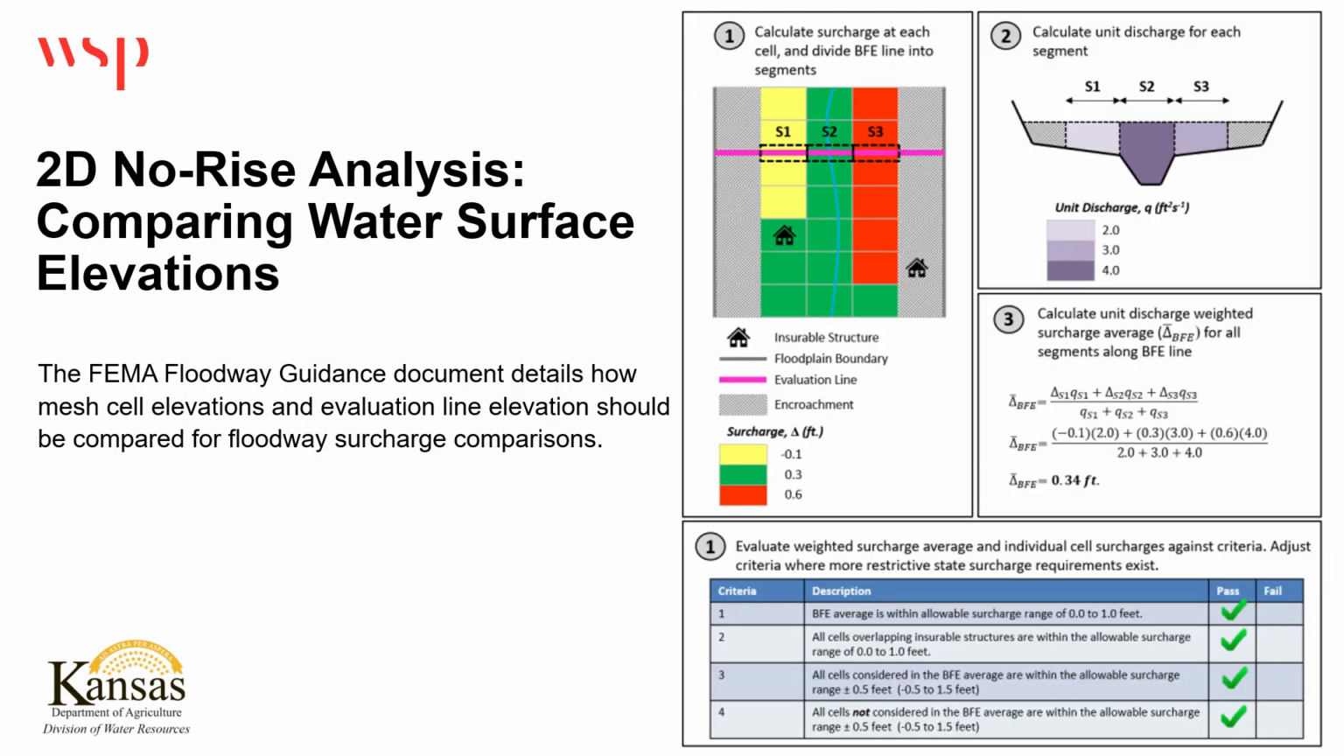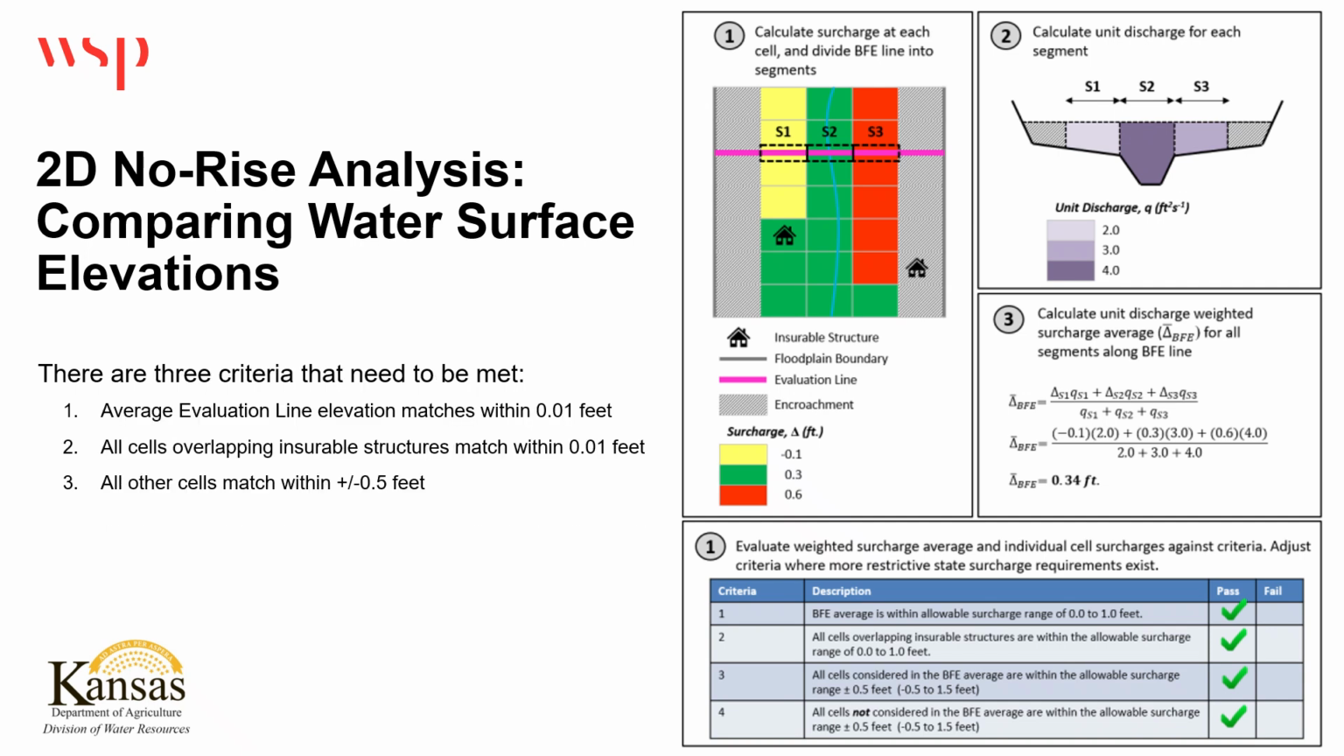In the floodway guidance document, FEMA has detailed how the mesh cell water surface elevation results and average water surface elevations across each evaluation line should be compared for floodway surcharge modeling. Now, it is not obvious in the guidance, but this same criteria should be applied to no-rise analyses. In the floodway guidance documents, there are 3 criteria that need to be met in order to meet the surcharge requirements, or in this case, the no-rise requirements.